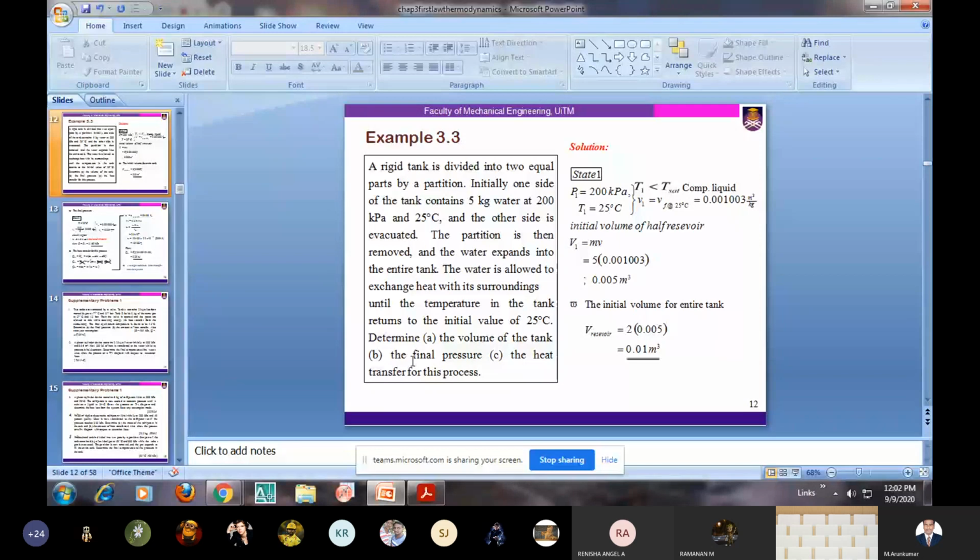Yes, I think it connected. So we have to determine the volume of the tank, the final pressure, and the heat transfer for this process. So, given values.